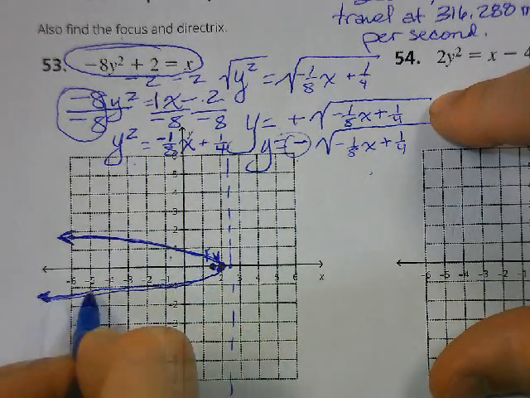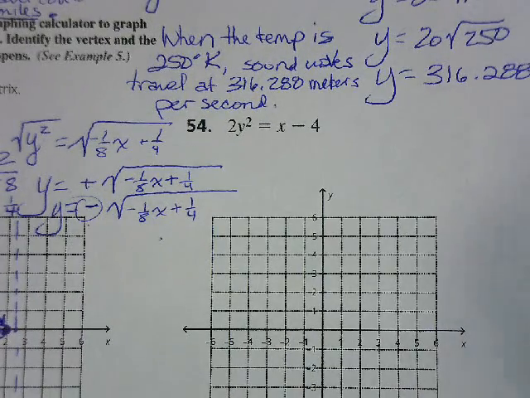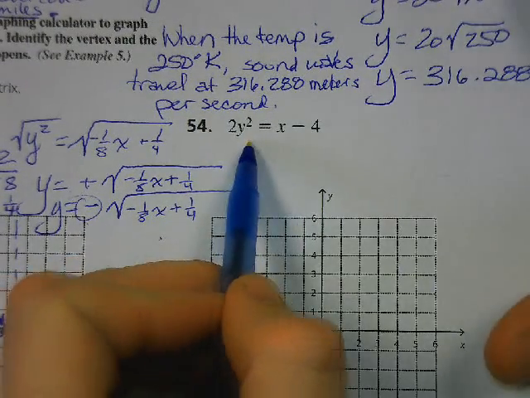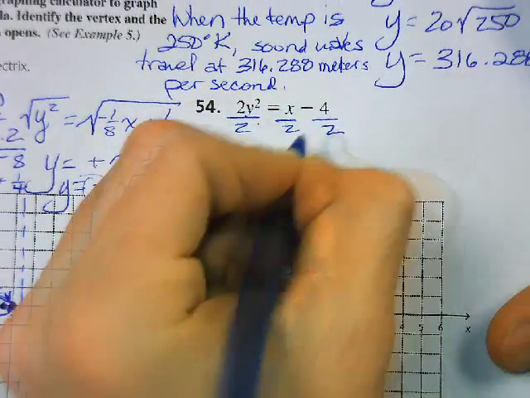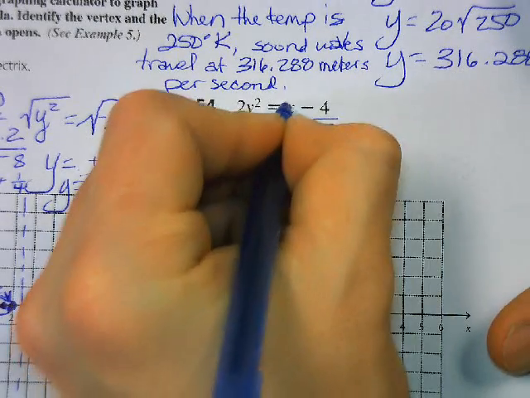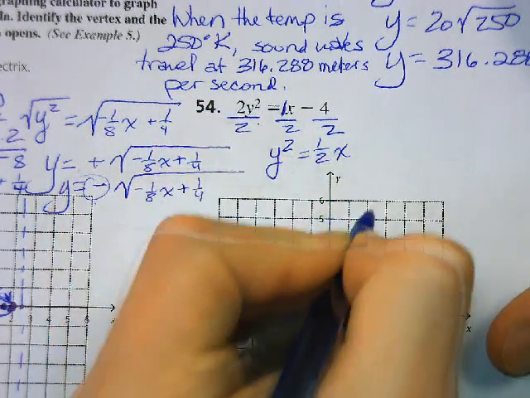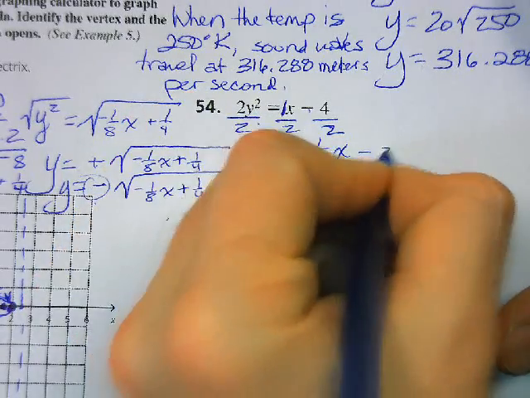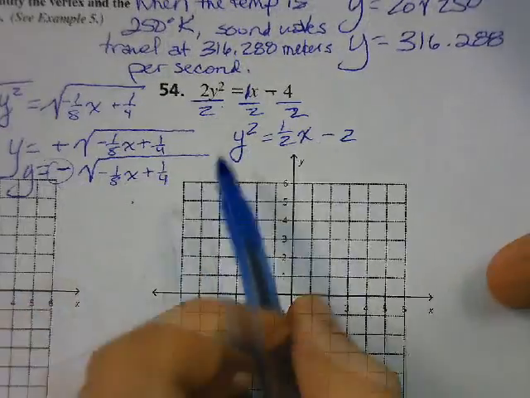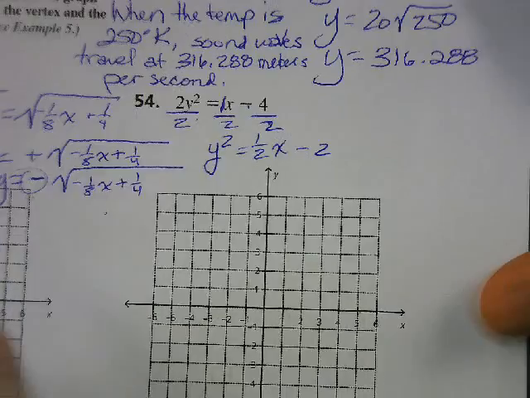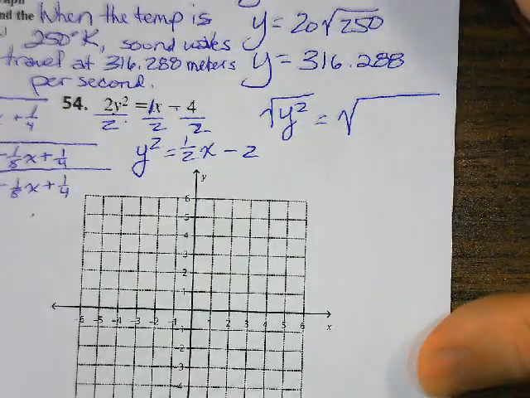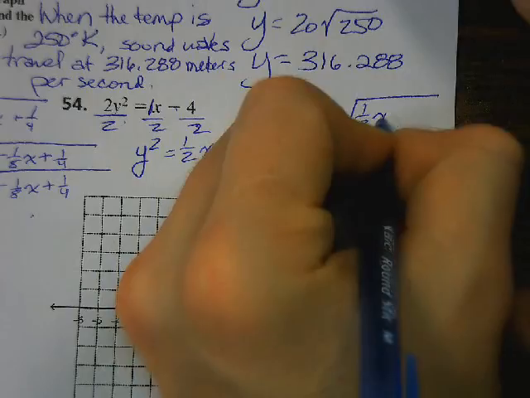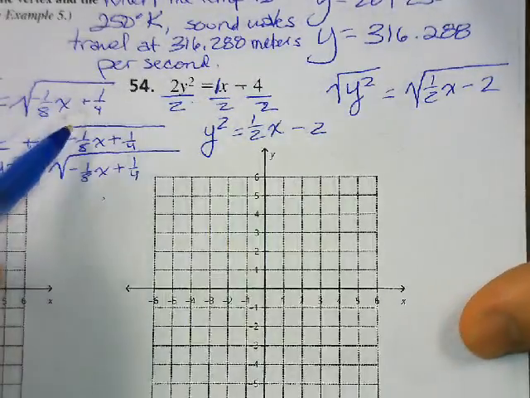This is 54. Again, we can solve this out for y. So I'm going to divide all of the terms by 2, and I'm going to get y squared equals 1/2 x. Negative 4 divided by 2 is just negative 2. And now we can just take the square root like we did over here. So the square root of y squared equals the square root of 1/2 x minus 2. And again, just like over here, we're going to get those two sides of the function. We're going to get a positive and a negative.